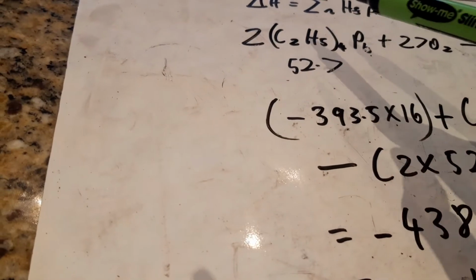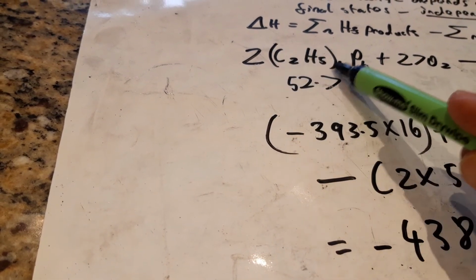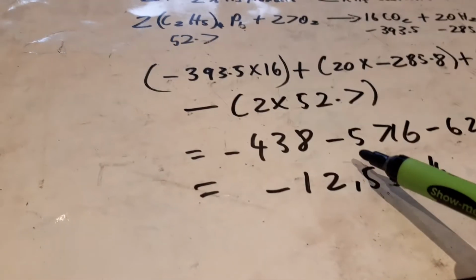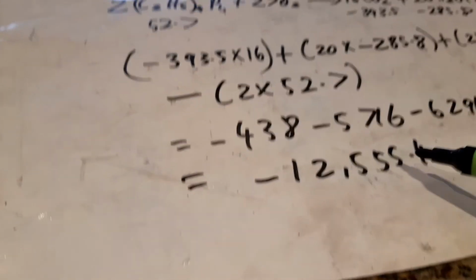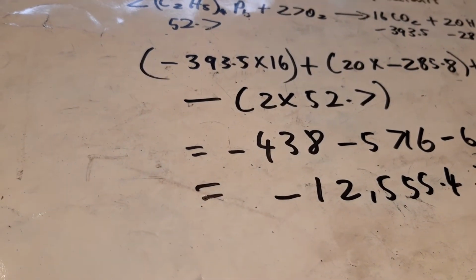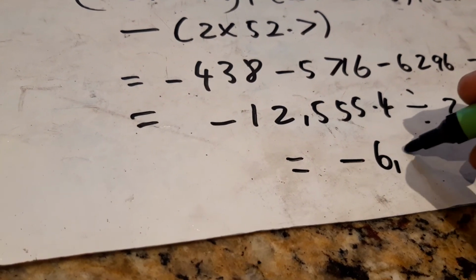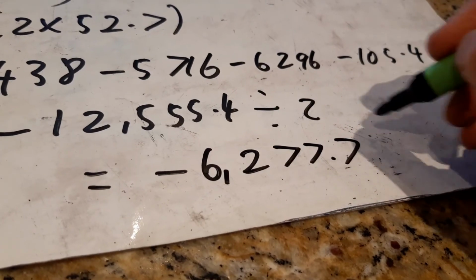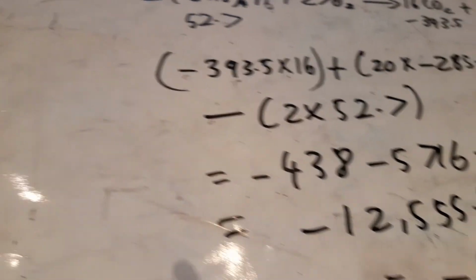You'll notice from your equation here that we've got 2 moles of tetraethyl lead in our equation. So what we've just calculated is the heat of reaction for 2 moles, but we want the heat of reaction for 1 mole. So we're going to have to divide this number by 2, and we get minus 6,277.7 kilojoules per mole, which is the heat of reaction for the combustion of tetraethyl lead.